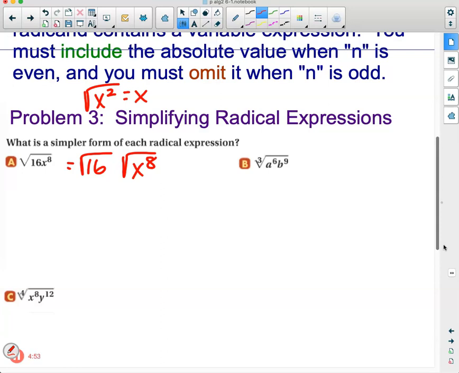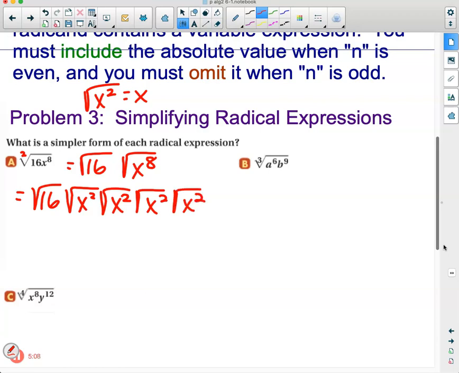So in this case, if this is a square root, I'm going to find the square root of 16, which we all know what it is already. But then I'm going to make sure that I break up that x to the 8th into perfect squares: x squared, x squared, x squared, and x squared. That uses the fact that when you multiply similar bases, you add the exponents. So we have 2, 4, 6, 8. It says exactly the same thing as the square root of 16 and the square root of x to the 8th.